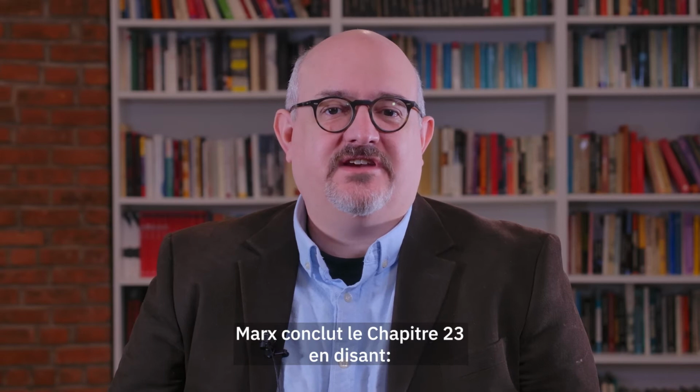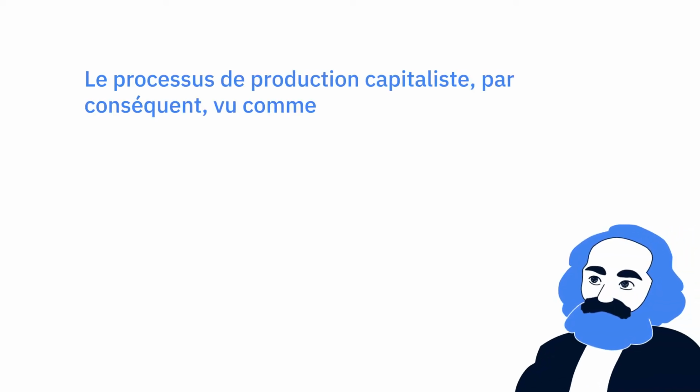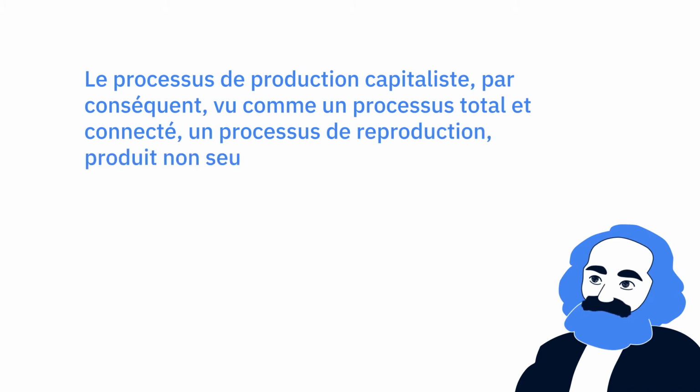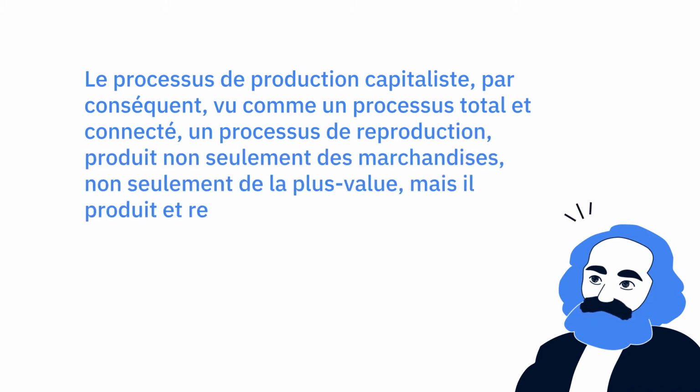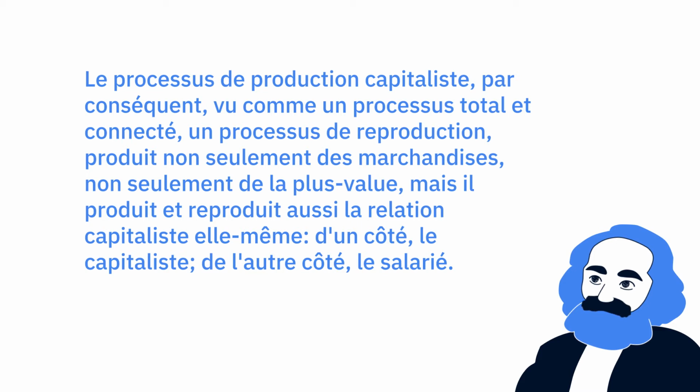Marx concludes chapter 23 by saying, "The capitalist process of production, therefore, seen as a total connected process, a process of reproduction, produces not only commodities, not only surplus value, but it also produces and reproduces the capital relation itself, on the one hand the capitalist, and on the other hand the wage laborer."